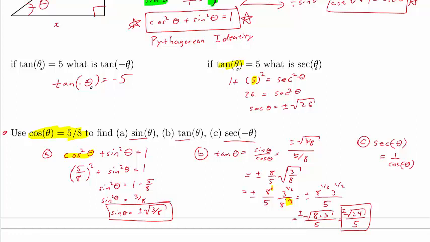And so 1 over cosine of negative theta is simply 1 over regular cosine theta, since cosine theta is an even function. And so now we simply replace the cosine theta with 5/8. So we have 1 divided by 5/8, which of course becomes 8 divided by 5. There we go, that's our answer.